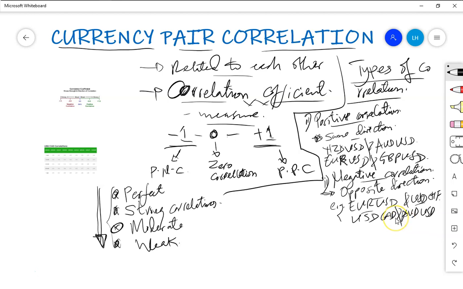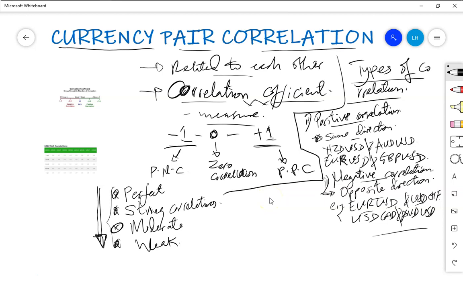So now this is mostly in the yearly time frame. In the yearly time frame, you can see a strong negative correlation between USDCAD and AUDUSD. But even other time frames may show correlation, though the strength of correlation may vary from one time frame to another, whereby certain time frames may be stronger than others. So now this is all about the basics of currency pair correlation.